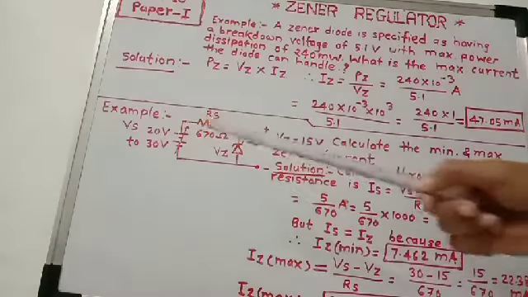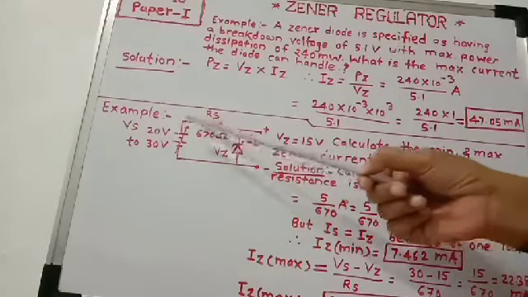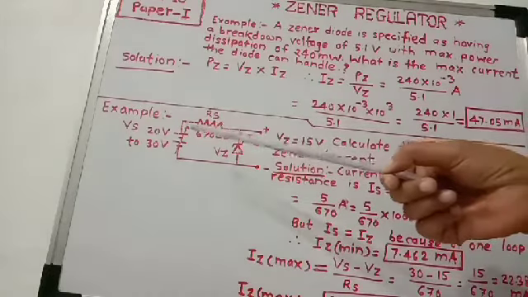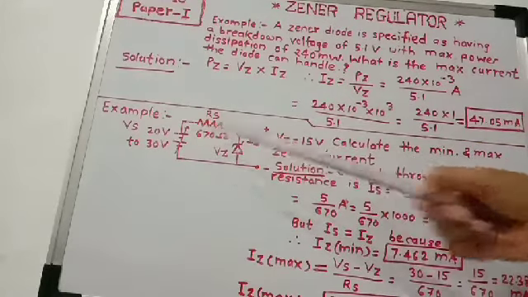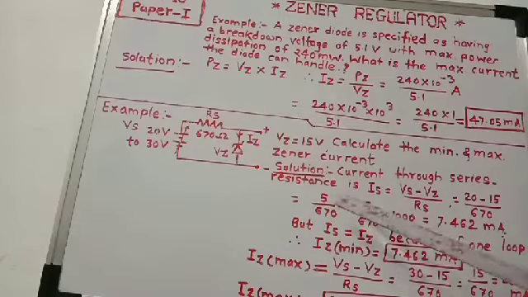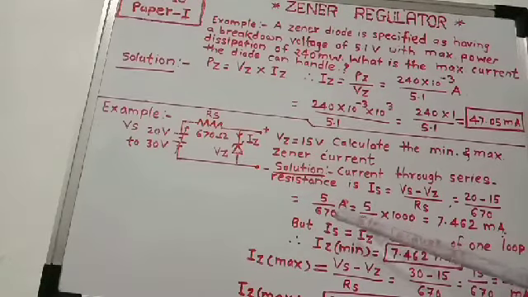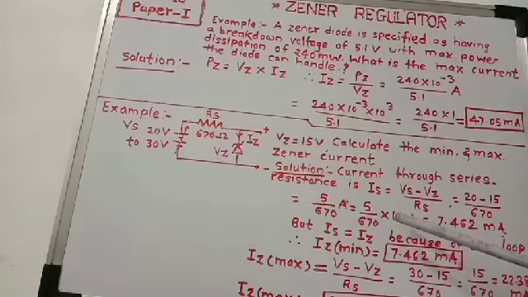So IS is equal to Vs minus Vz. 20 minus 15, that is 5 volt. It is the voltage drop across Rs. That is Vs minus Vz divided by Rs 670 ohm, that is 5 upon 670 ohm. This current will come in ampere. We have to convert it into milliampere. So 5 upon 670 into 1000. Then this current will be in milliampere.